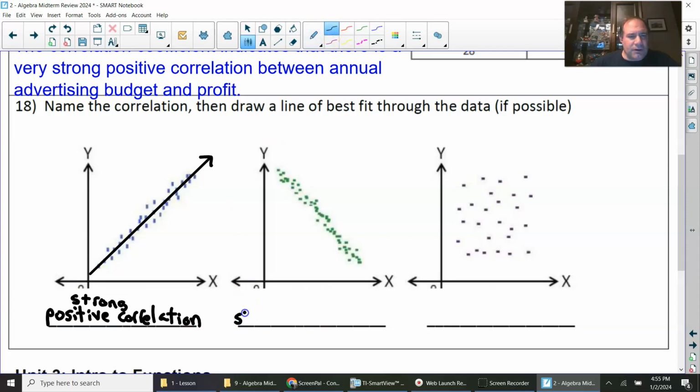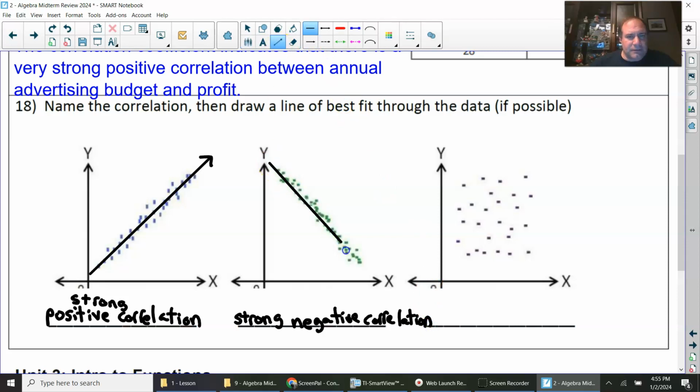So we have a strong, because again, the points are clustered together, strong negative correlation. And I'm going to draw that line of best fit like this, through the center of all the points. Remember, it doesn't have to start at 0, 0. It can start somewhere up here. And that's it. Strong negative.